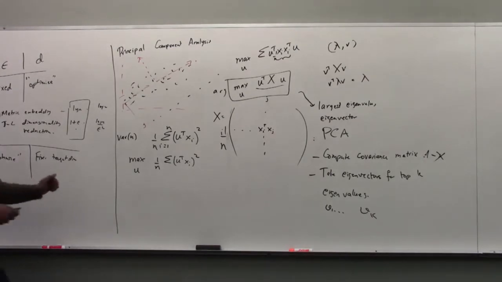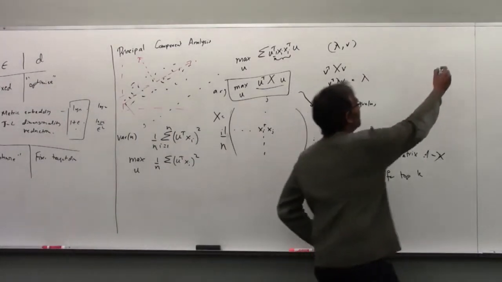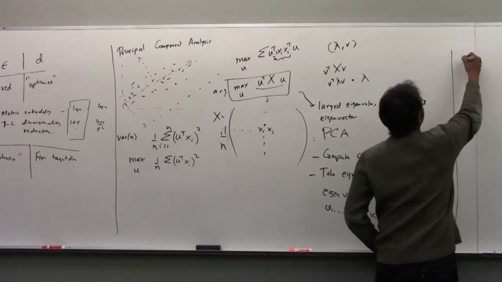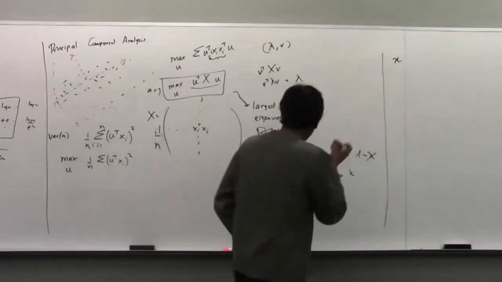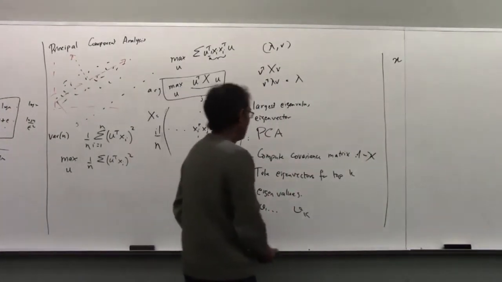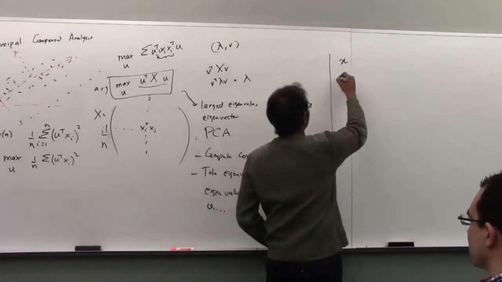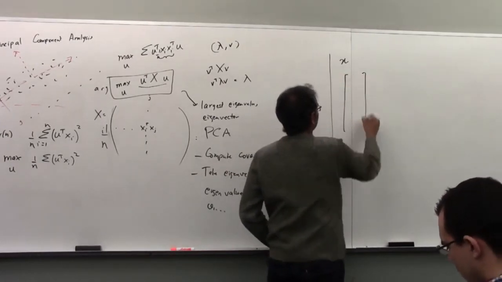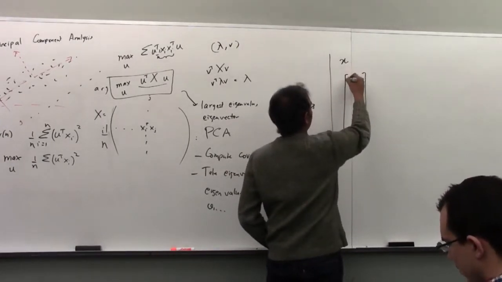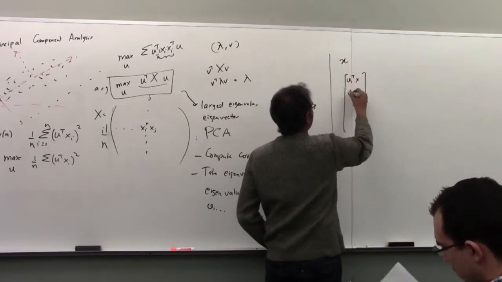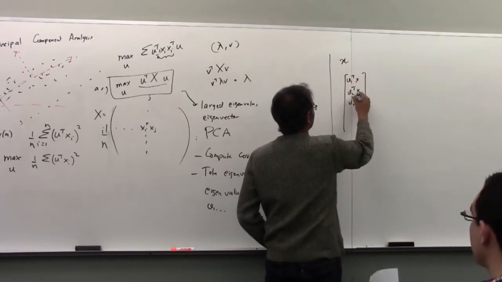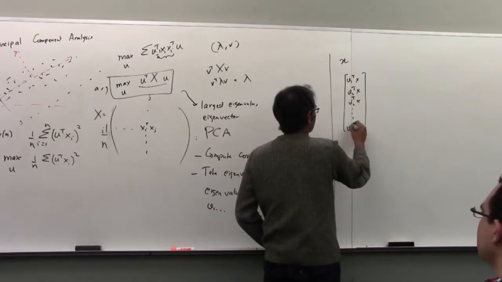So in particular, if you actually wanted to get the coordinates, what you say is that, okay, I have some point x in a high dimensional space. I want to get its coordinates in this frame. So what I do is I take my new coordinates of x, so the k coordinates. The first coordinate will be v1 transpose x, v2 transpose x, v3 transpose x, up to vk transpose x.